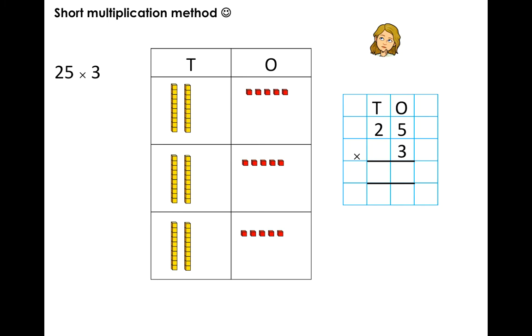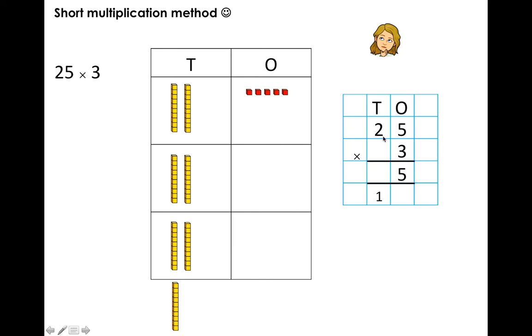Now we know that we can't have 15 ones in the ones column. So I'm going to regroup 10 ones for a 10. I show that in my calculation by putting my 10 in the tens column, underneath the 2, and then I've got 5 ones still in my ones column. I can see there that 5 times 3 equals 15, so 1 ten and 5 ones.